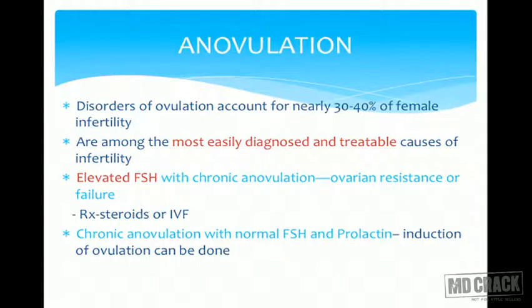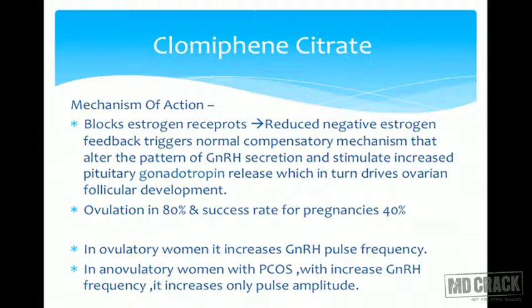Chronic anovulation with normal FSH, normal prolactin, we should start induction as early as possible with drugs like clomiphene citrate. It's a very commonly used drug. It blocks the estrogen receptors and thus causes more stimulation of GnRH, thus leading to pituitary secretion of gonadotrophins and thus selection of follicles, and there would be 2 or 3 follicles getting selected. Ovulation is possible in almost 80% of the patients on clomiphene citrate. Success rate of pregnancies is around 40%.